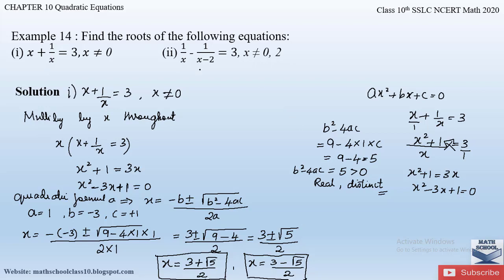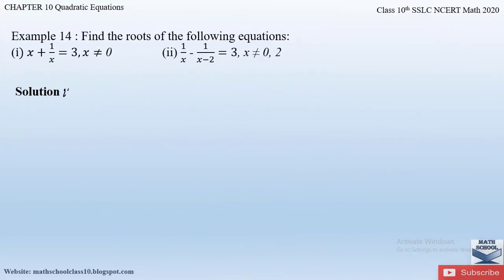Let us solve the second part of the problem now. The second part of example number 14 is 1 divided by x minus 1 divided by x minus 2 is equal to 3, where x is not equal to 0 and 2. They have given us two values of x which are not allowed, because when x is equal to 0, 1 by 0 minus 1 by 0 minus 2 is not defined, so we will not have any equation. Similarly for 2 also. That's why they have mentioned here that x is not equal to 0 or 2.